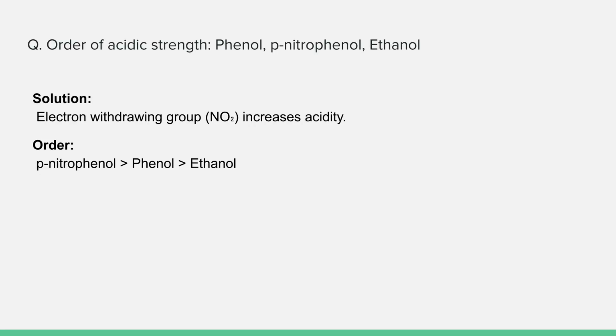Question: determine the order of acidic strength for phenol, p-nitrophenol, and ethanol. Solution: electron withdrawing groups like nitrogen dioxide increase acidity. The order of acidic strength is p-nitrophenol greater than phenol greater than ethanol.